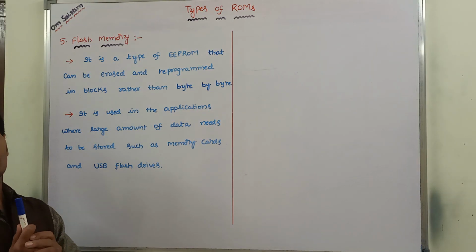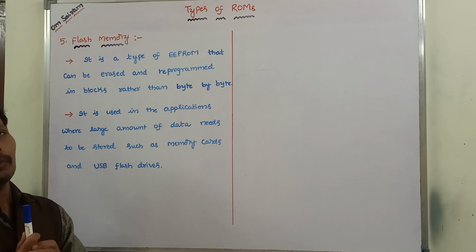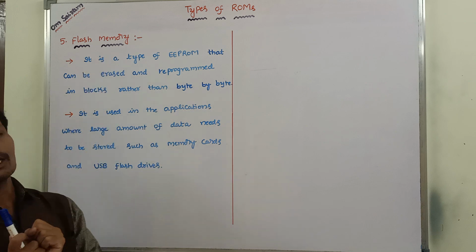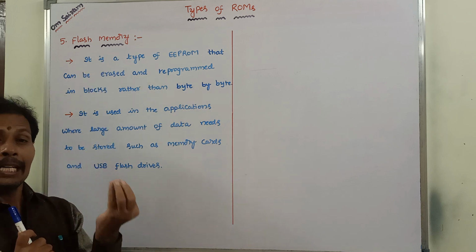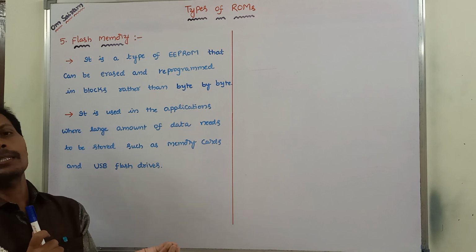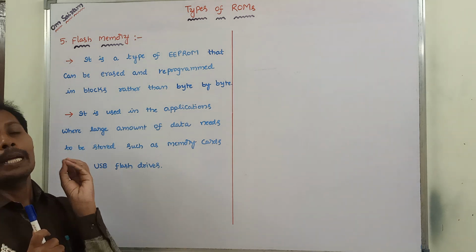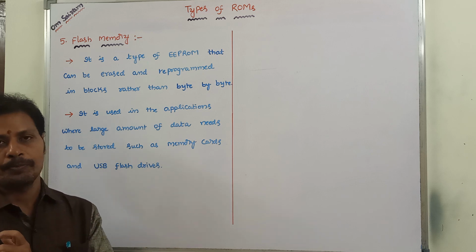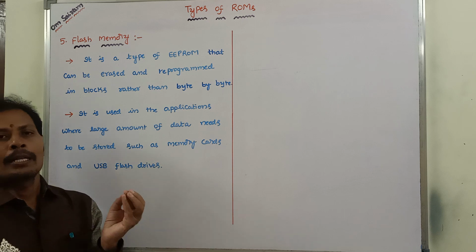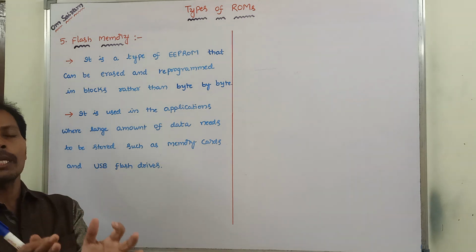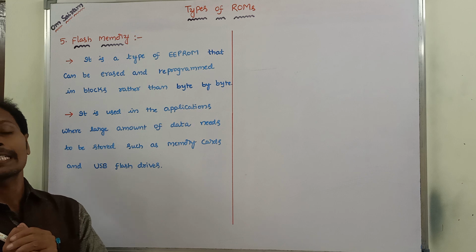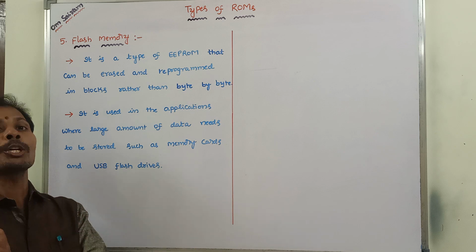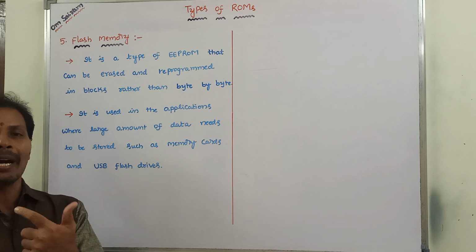The fifth category of read-only memory is flash memory. The first point in flash memory is the data can be arranged and reprogrammed in blocks instead of byte by byte. Okay, that means the data stored in the flash memory can be arranged and reprogrammed block-wise instead of byte by byte.